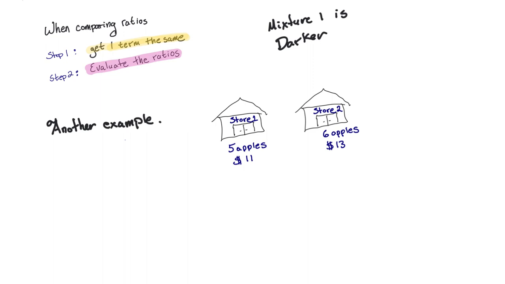Now let's try one more example because that first one was pretty simple and sometimes they're not quite as simple. Now, I like this example because it's actually more applicable. This is something that you will do as you grow up in your everyday life all the time, and that is comparing prices. So let's say that I have 2 stores here, and the first store sells 5 apples for $11, and the second store sells 6 apples for $13. And what we want to figure out is which store sells the apples at a better price.